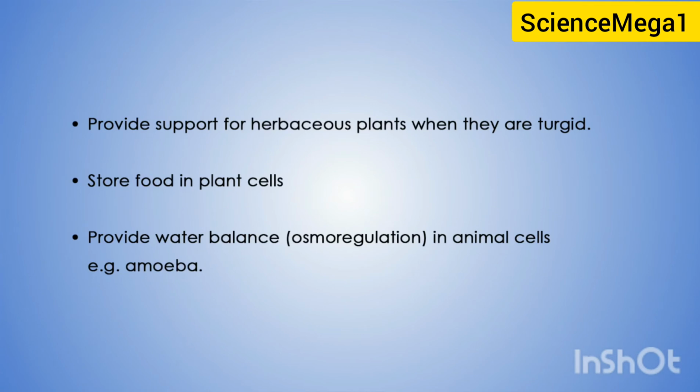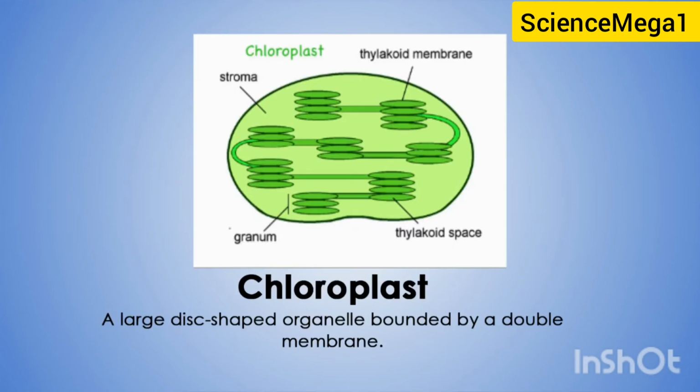Vacuoles provide support for herbaceous plants when they are turgid. They store food in plant cells. They provide the water balance, what we refer to as osmoregulation, in animal cells, for example, in the amoeba, paramecium, and some other unicellular organisms. Another organelle we need to look at has to do with the chloroplast.